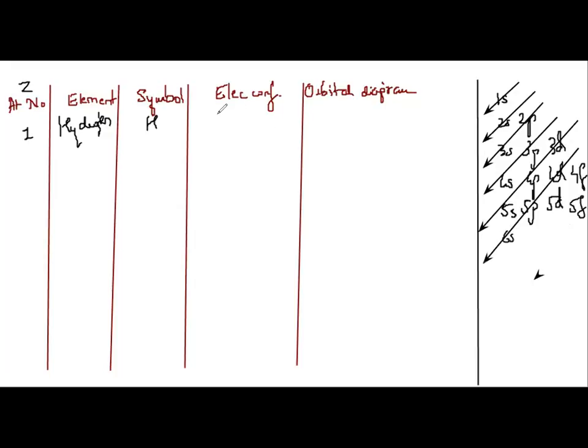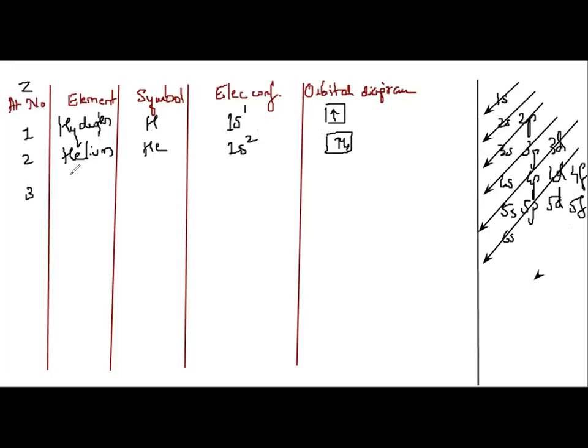So here 1s means hydrogen. The atomic number is 1, so how many electrons? 1 electron. So 1s1. Or I can show the orbital diagram, and I will show the electron here. Second, helium, He. So what is the configuration? 1s2. We write it like this.